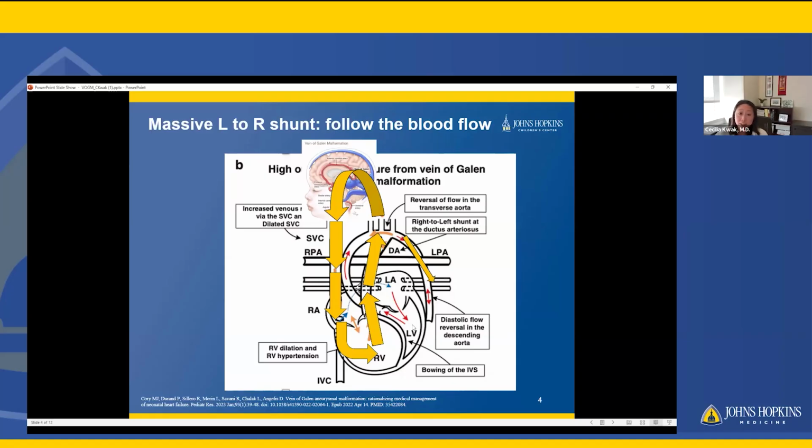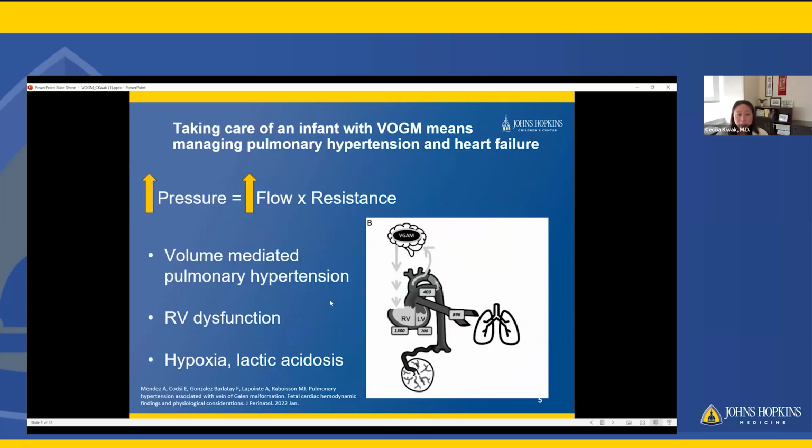At the same time, the left ventricle, which also supplies our cardiac output, the blood from the left ventricle goes up into the ascending aorta and again is being stolen by this vein of Galen malformation. So you're not having as much blood flow into the descending aorta from the left ventricle as well. And so what that means is that taking care of a baby with a vein of Galen malformation really means managing pulmonary hypertension, but it's a different type of pulmonary hypertension than we're more accustomed to seeing in the NICU, and heart failure.